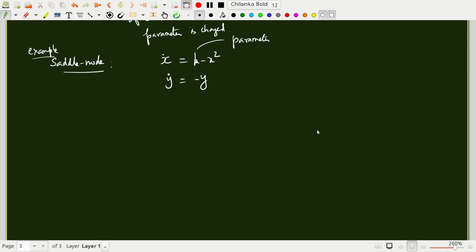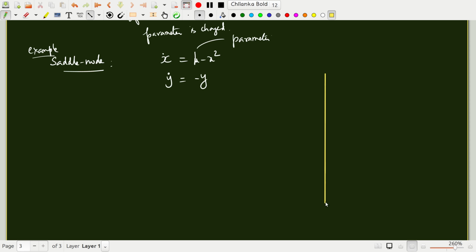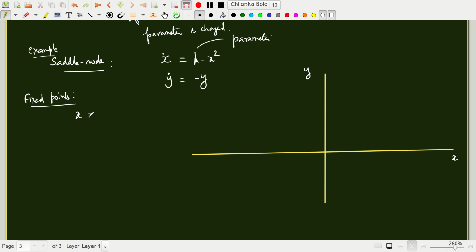Okay, so if I draw the phase plane for this particular system, this is x, this is y. Now there are two solutions. If you set the fixed points, what are the fixed points? You have to simply set x dot and y dot to 0. Then x will be plus root mu and x will be minus root mu, and y will be 0.